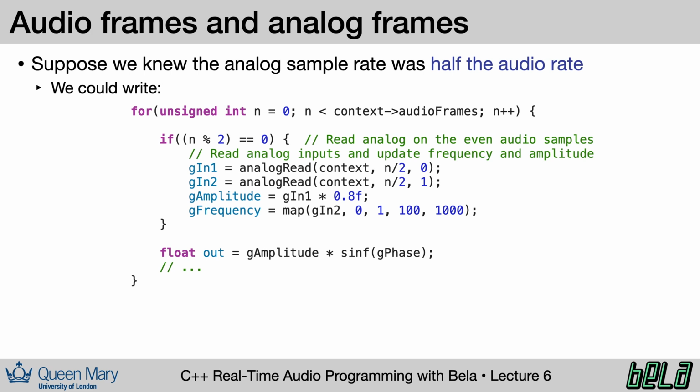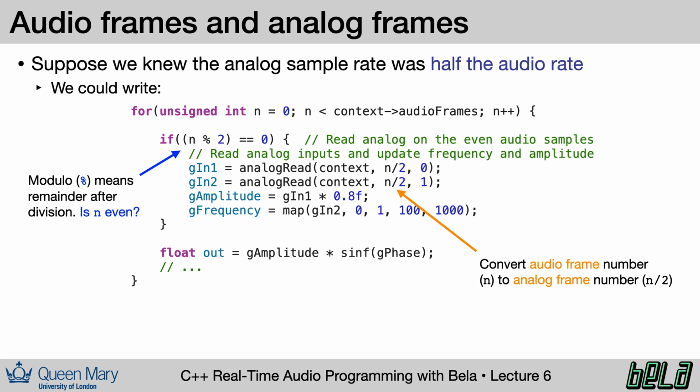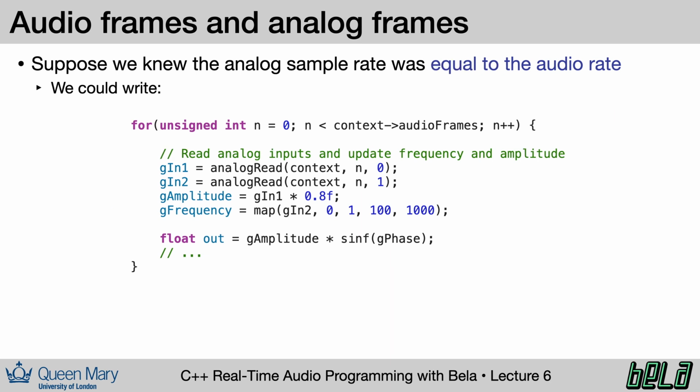So what we're going to do is use the modulo operator to look for the even-numbered audio frames. When we get an even-numbered audio frame, then we're going to read an analog frame at half of that particular audio frame index. It's really important to get this right, because if you pass n rather than n/2 into analogRead here, you may read off the end of the analog input buffer and your code could crash.